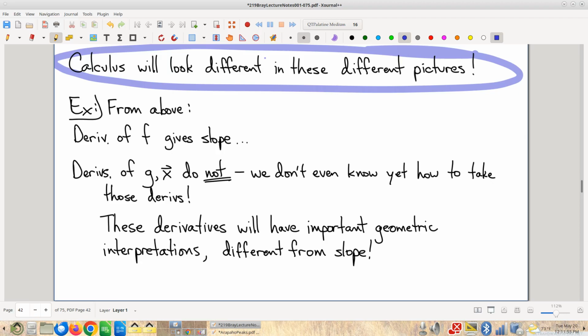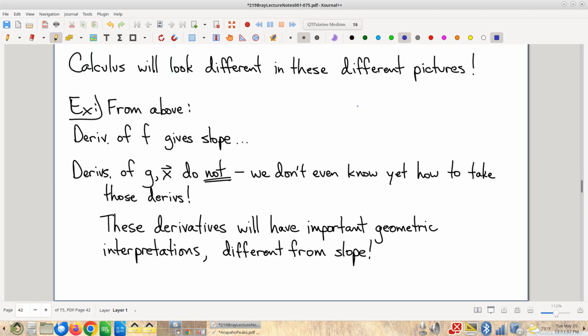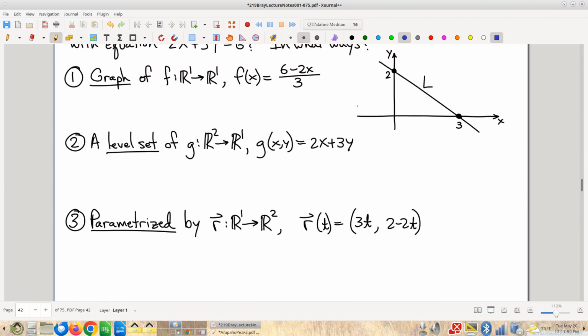What we're going to be doing in this class, we will be looking not just at the calculus of graphs. We'll be looking at the calculus of level sets. It's totally different. Importantly, really very different. We'll be looking at the calculus of parametrizations. Really different.